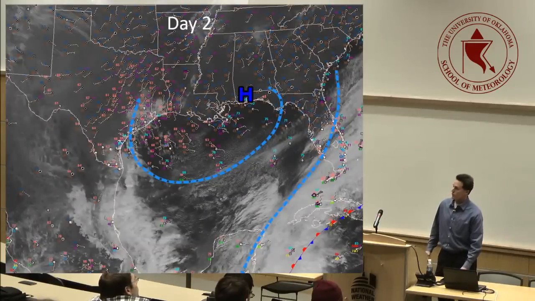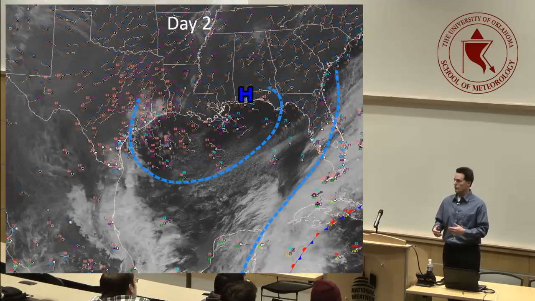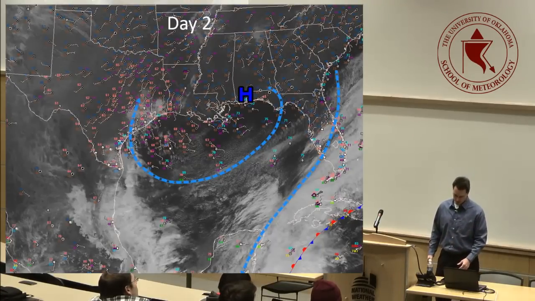Let's jump ahead 24 hours. Just to keep in mind, the satellite pictures I'm showing here are from 18Z. All of the soundings are 6 hours later. So this is just to give you an idea how the pattern's evolving.